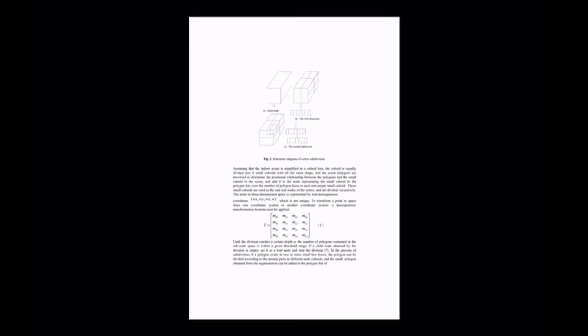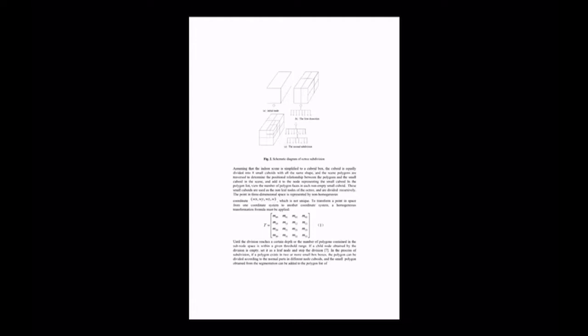The system in this paper adopts the octree space division technology, and the octree is a very effective management method in 3D scene management. The space division process of the octree is shown in the following figure. Assuming that the indoor scene is simplified to a cuboid box, the cuboid is equally divided into eight small cuboids with all the same shapes, and the polygons are traversed to determine the positional relationship between the polygons and the small cuboids in the scene, and added to the node representing the small cuboid in the polygon list.